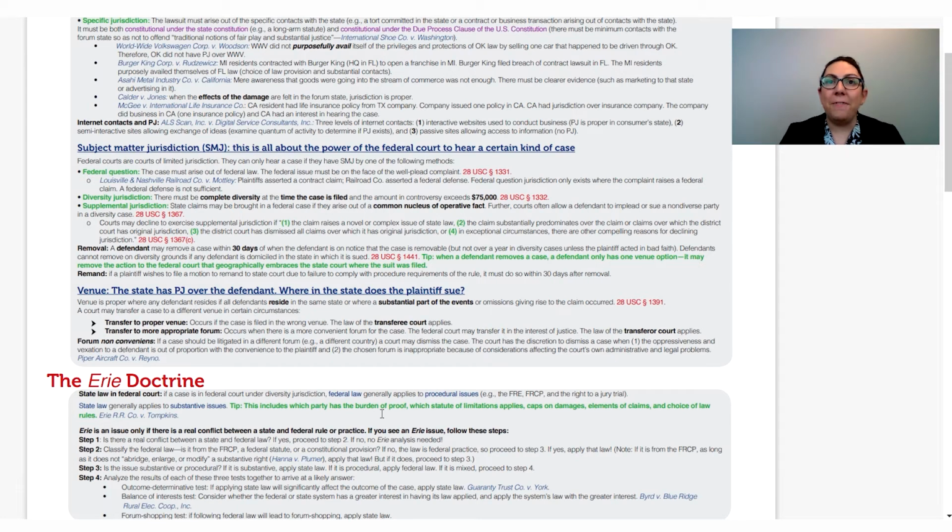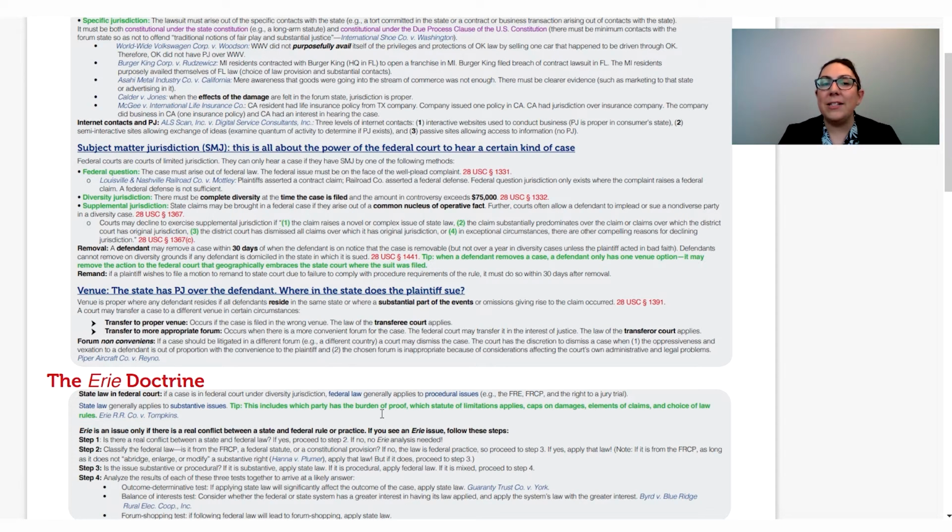Now, when the plaintiff files and picks a venue, what happens if the plaintiff gets it wrong or if the defendant wants the case to be heard somewhere else? Well, if the plaintiff gets it wrong and files in an improper venue, the defendant can file a motion to transfer to a proper venue. And if the plaintiff files in an inconvenient location and the defendant would simply rather have the case heard elsewhere, the defendant can transfer the case to a more appropriate forum.